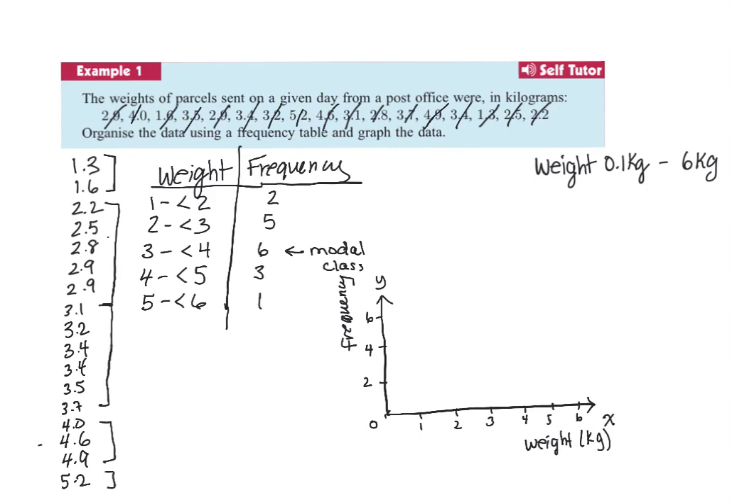So for packages that weigh between 1 and 2 kilograms, we saw our frequency was 2 for that. And then for packages between 2 and 3, we saw that our frequency was actually 5, so we shoot up. And then between 3 and 4, that's where we hit our 6. And between 4 and 5, we go down to 3, so that'd be about there. And between 5 and 6, there was just the 1, so something about that.